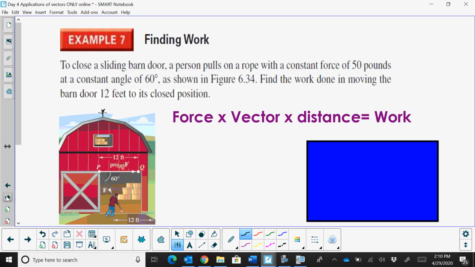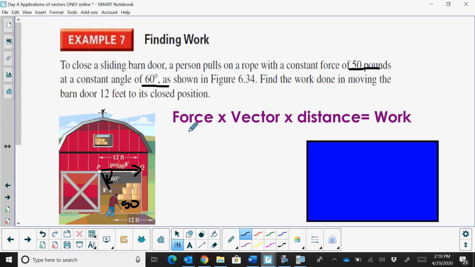Okay, so let's look at a second one. To close a sliding barn door, a person has to pull a rope with a force of 50 pounds at a constant angle of 60 degrees, as shown here in the diagram. So we are pulling this rope at a 60-degree angle with a force of 50 pounds, and we're going the distance of 12 feet. So it takes 12 feet to close the barn door.